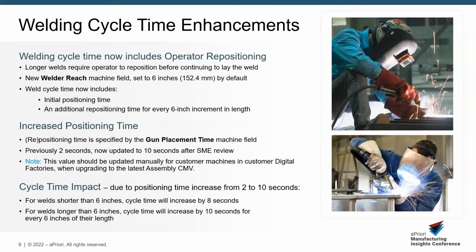We've also increased the value of that gun placement time from its previous value of 2 seconds to 10 seconds. This is based on feedback that it was a bit too low before and that we were underestimating the time. So the overall effect on cycle time can be summarized as: any welds shorter than 6 inches will increase by 8 seconds because that initial gun placement time has gone from 2 seconds to 10 seconds. And for any welds that are longer than 6 inches, they'll have a further 10 seconds added on for every 6 inches of their length.